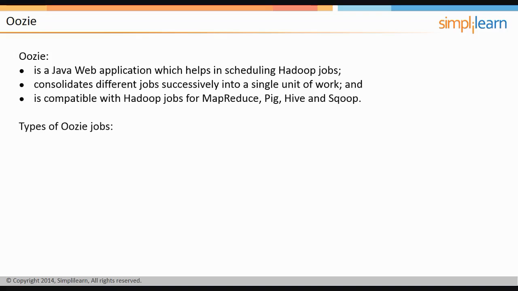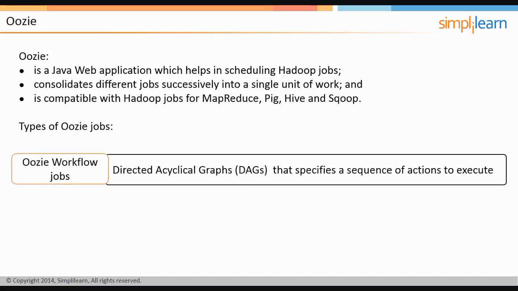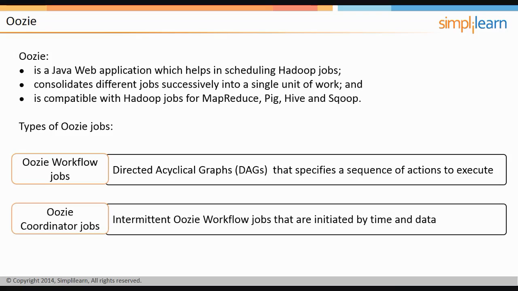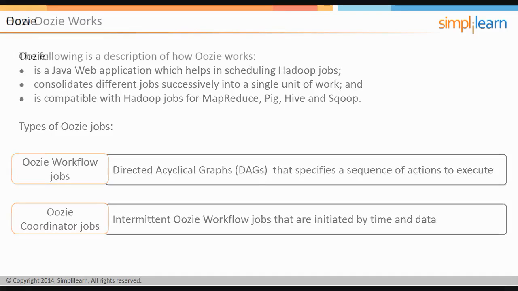Types of Oozie jobs. 1. Oozie workflow jobs, which are directed acyclical graphs, or DAGs, that specify a sequence of actions to execute. 2. Oozie coordinator jobs, which are recurrent Oozie workflow jobs that are initiated by time and data. Let us look at how Oozie works in the next screen.